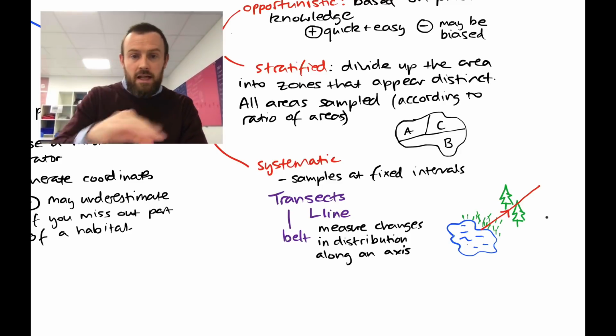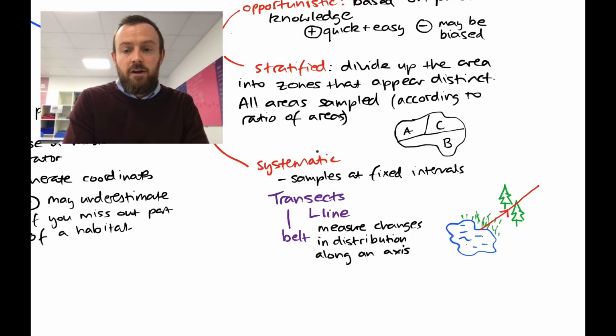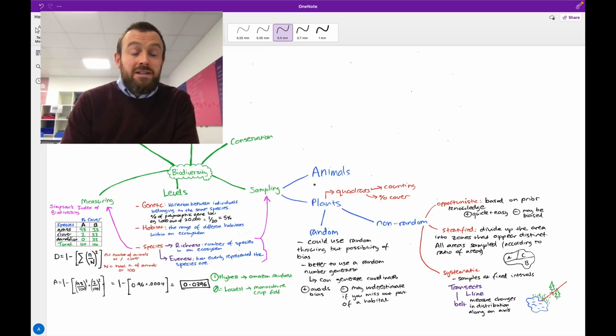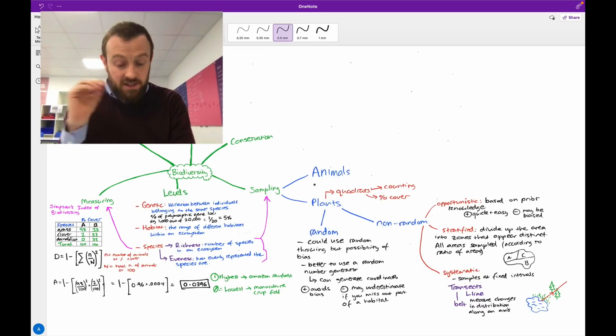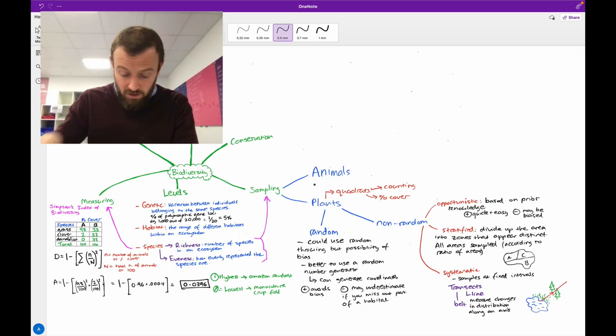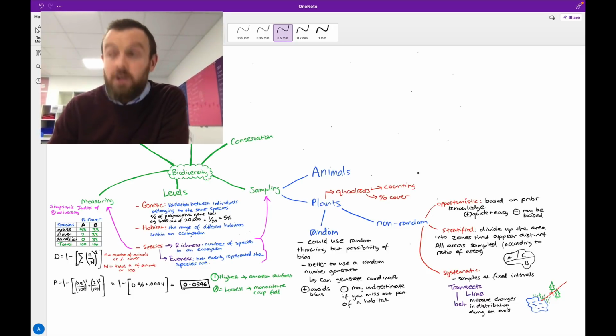So, let's pinch out and see what we've covered so far. So far, we've looked at the levels of biodiversity, Simpson's index of biodiversity, and sampling plants. But we almost forgot, or I almost forgot, to look at sampling animals. So let's go there next.